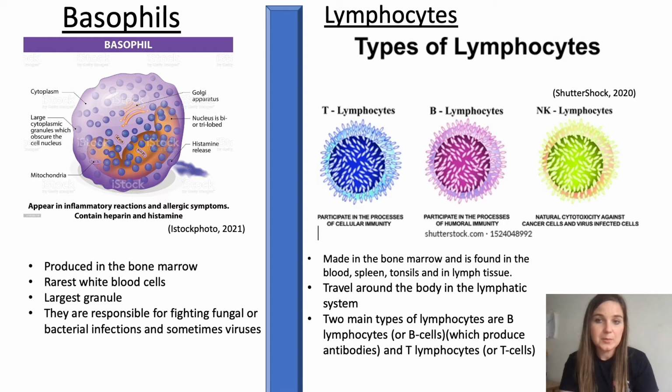So basophils are produced in the bone marrow but are found in many tissues throughout the body. They release granules of enzymes to destroy pathogens, and they also prevent blood clotting. They contain heparin, which is a naturally occurring blood thinning substance in the body. Basophils are also involved in allergic reactions when they release histamines. Lymphocytes are a type of immune cell that is made in the bone marrow and is found in the blood, spleen, tonsils and the lymph tissues. The 2 main types of lymphocytes are B lymphocytes, B cells, which produce antibodies, and T lymphocytes, known as T cells.